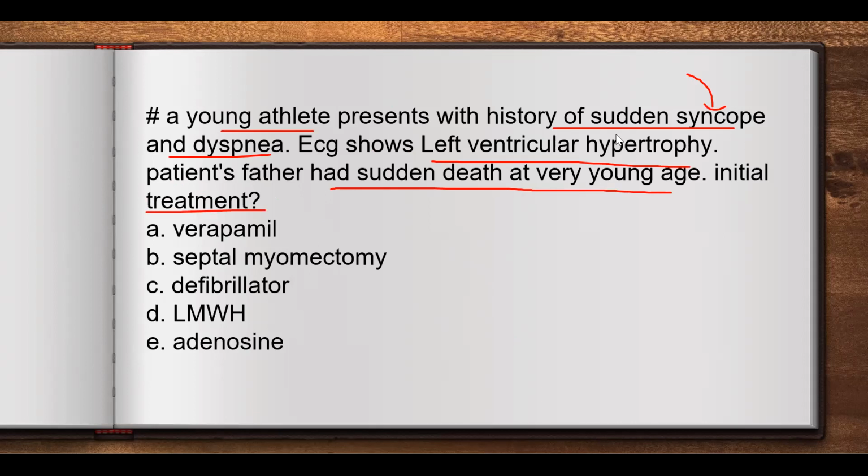Now, you should think about HOCM at this time, right? A young patient, sudden syncope, and ECG showing left ventricular hypertrophy. What do you want to think about? You think about HOCM immediately. Now, for an HOCM patient, what is your initial treatment? Verapamil, septal myomectomy, defibrillator, low molecular weight heparin, adenosine? Remember, either a beta blocker or a calcium channel blocker will be our initial choice of treatment. Okay, so that's our treatment here.